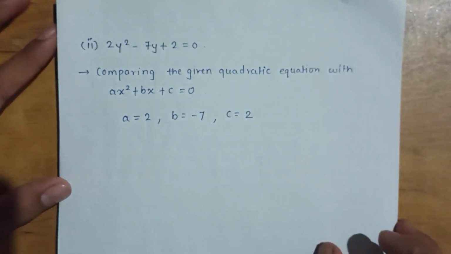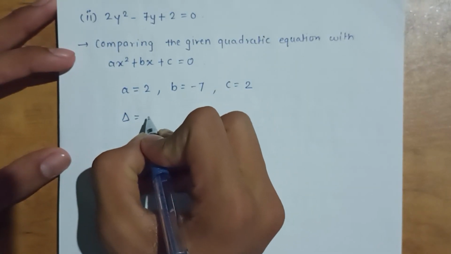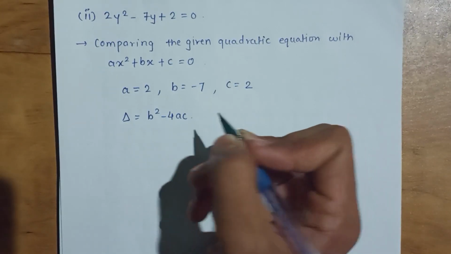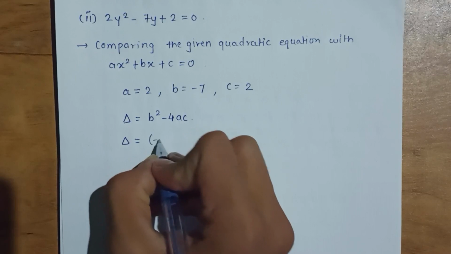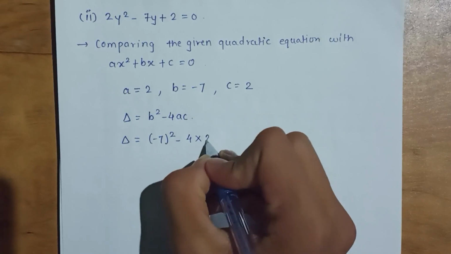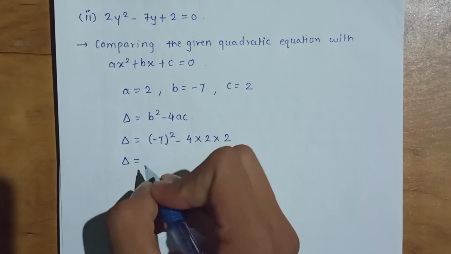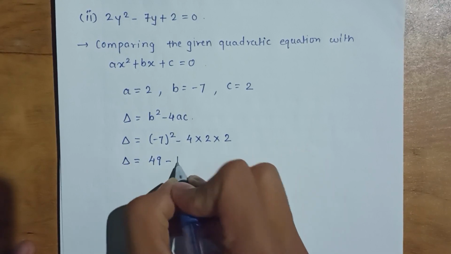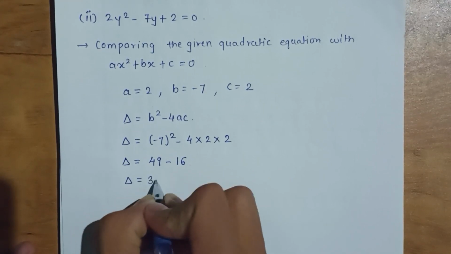Now we have the formula for delta as delta equals b square minus 4ac. Now we will substitute these values. So delta equals b square, that means minus 7 square, minus 4 into the value of a, which is 2, into the value of c, which is 2. So delta equals 7 square, which is 49, minus 4 twos are 8, and 8 twos are 16. So 49 minus 16 gives delta equals 33.